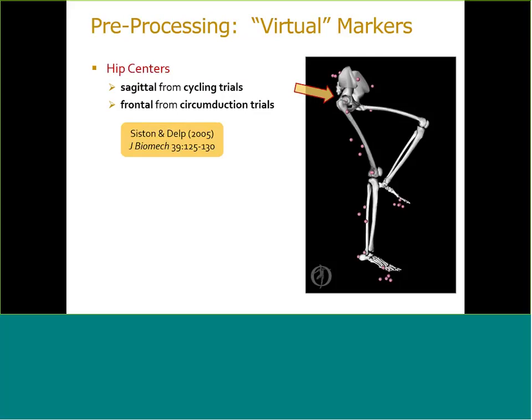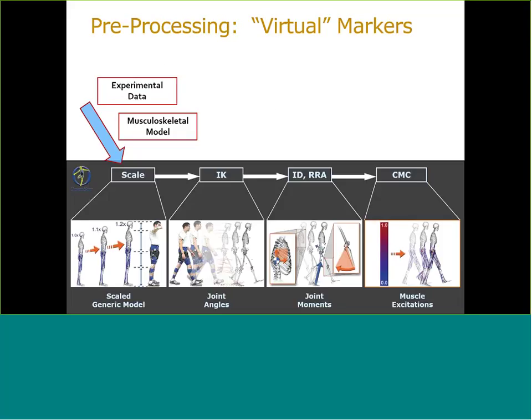So for this study, we estimated subject hip centers using the pivoting algorithm that was described by Rob Sisson and Scott Delp. We analyzed cycling trials to calculate the sagittal plane coordinates of the hip centers, and we used circumduction trials to get the frontal plane coordinates. We also added virtual markers at the pedal axis and at the pedal center of pressure, and this was based on known geometry of our bike. These markers helped us check whether we were applying the measured reaction forces at the right locations when we were running inverse dynamics.